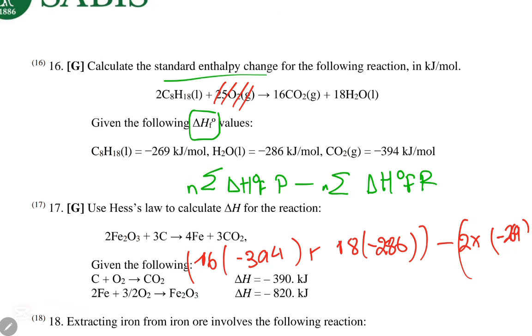You put it on your calculator, you will get an answer, which, to the correct significant figures, is minus 10,900. That's question number 16. We'll move on to 17.